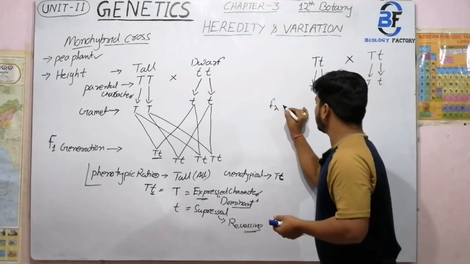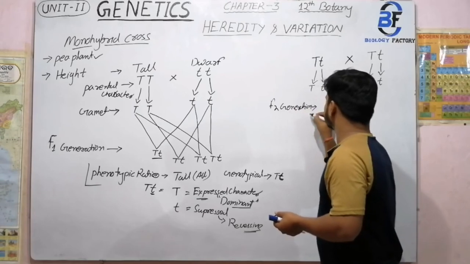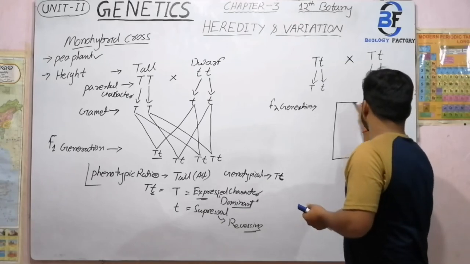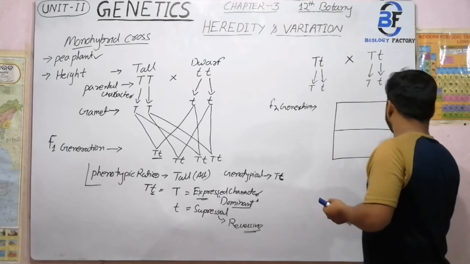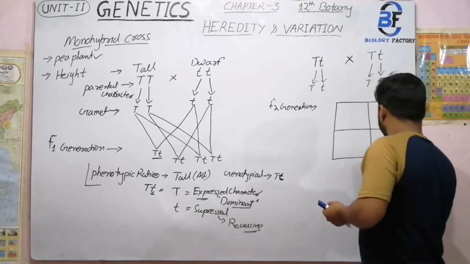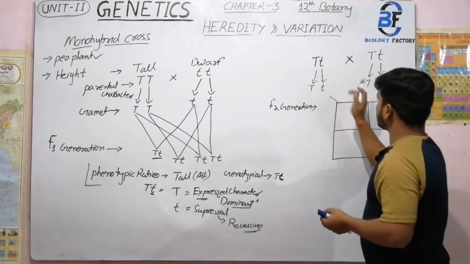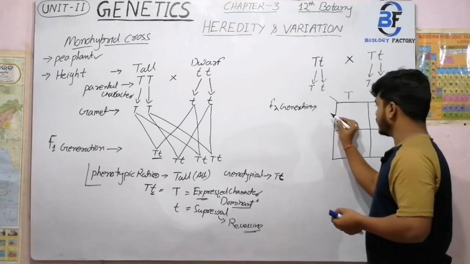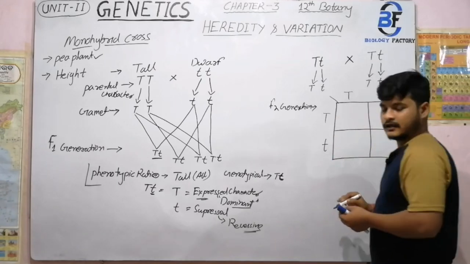So in the F2 generation, we just plot a Punnett square. It is just a checkerboard type thing which we plot over here, and cross the generations over here. One is your capital T, another one is a small t, crossed with another capital T and small t.